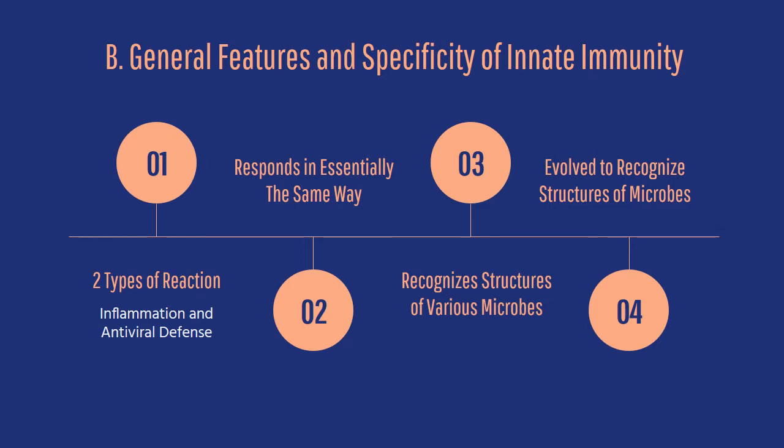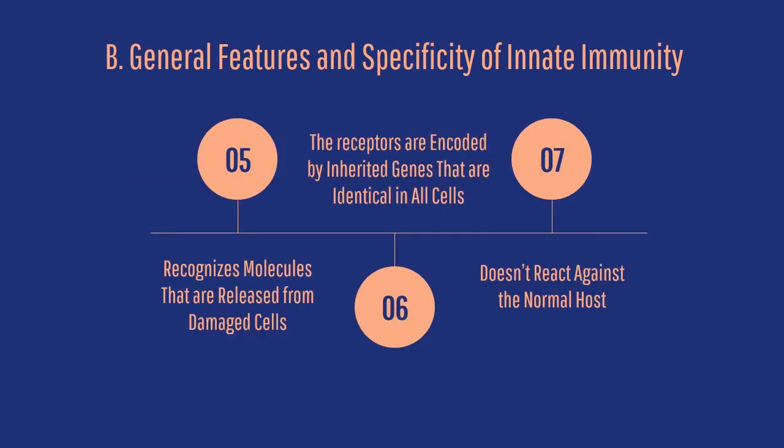The fourth is that the components of innate immunity have evolved to recognize structures of microbes that are often essential for the survival and infectivity of these microbes. The fifth is that the innate immune system also recognizes molecules that are released from damaged or necrotic host cells. The sixth is that the receptors of the innate immune system are encoded by inherited genes that are identical in all cells. And the seventh is that the innate immune system doesn't react against the normal host.